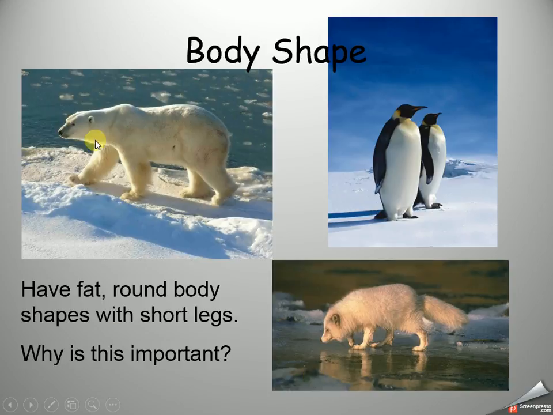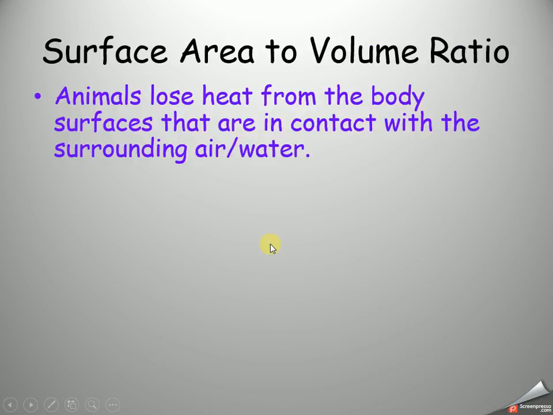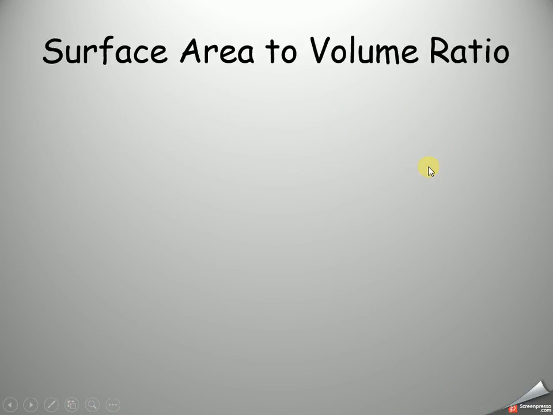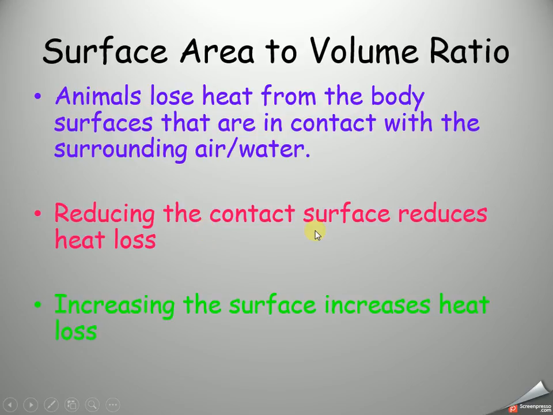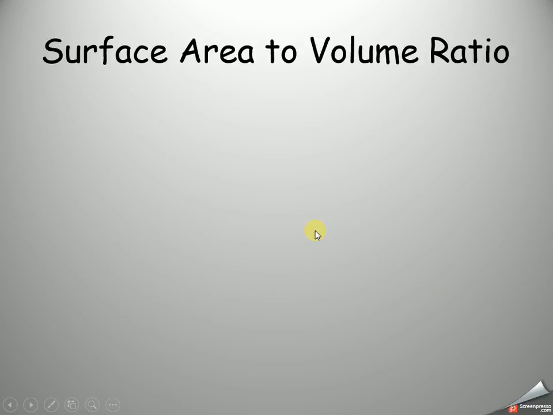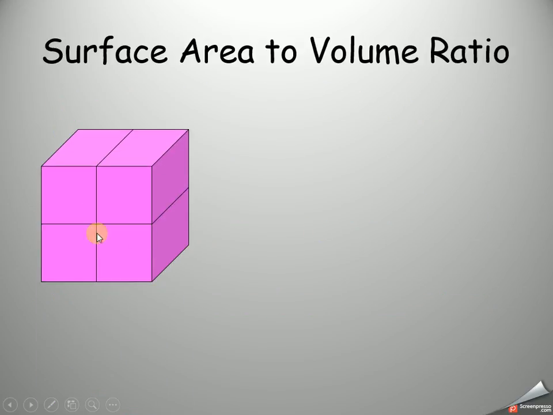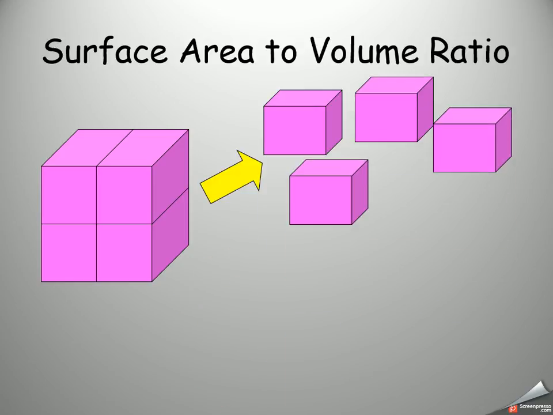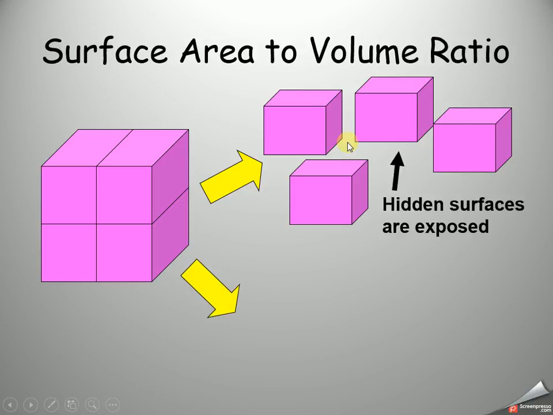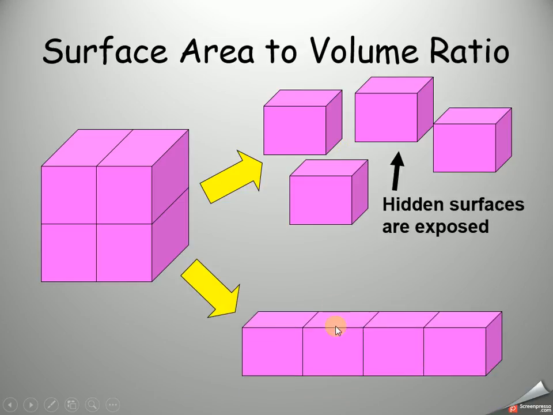Now, body shape, you can see here that all of them have a very round body shape, and the reason is something called the surface area to volume ratio. Animals lose heat from all surfaces that they're in touch with, so they've got to reduce the amount of contact surface to reduce the amount of heat loss. Now, I haven't explained that very well, but if you just imagine looking at this block over here, and it was split up into 4 different blocks, can you see how there's more surfaces where they could lose body heat? Can you see that? Yeah. Okay.